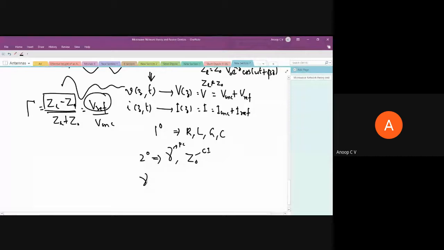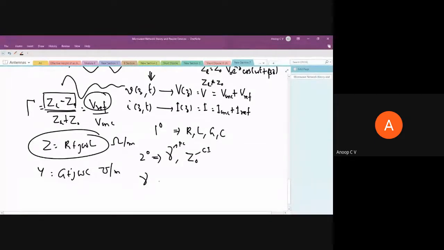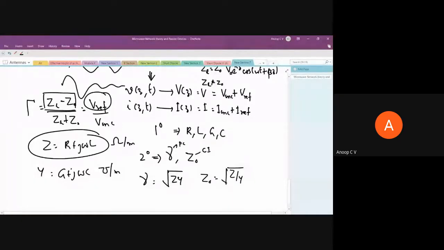So we have RLGC where I can write Z is equal to R plus j omega L. It is actually the series impedance, right, in ohm per meter. And Y is actually G plus j omega C. It is the shunt admittance in mho per meter. So this gamma will be root of ZY, and Z naught will be root of Z by Y. So these are the secondary parameters.